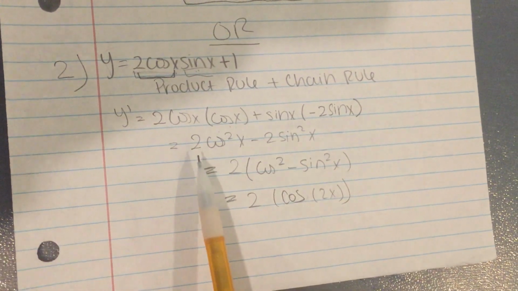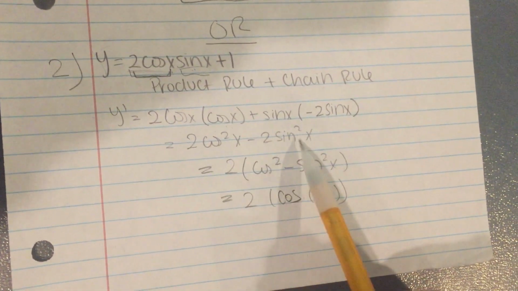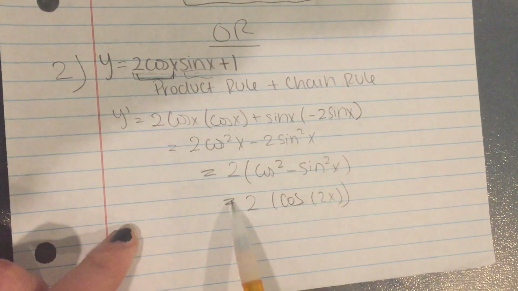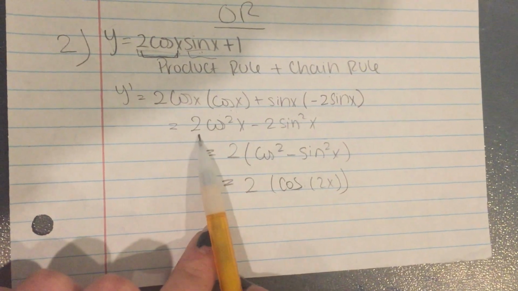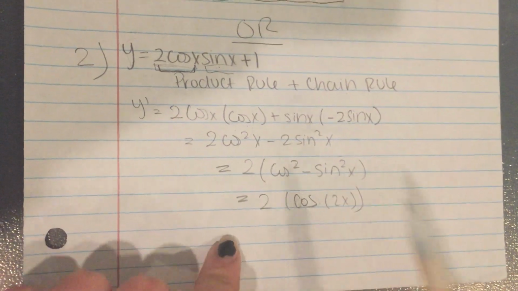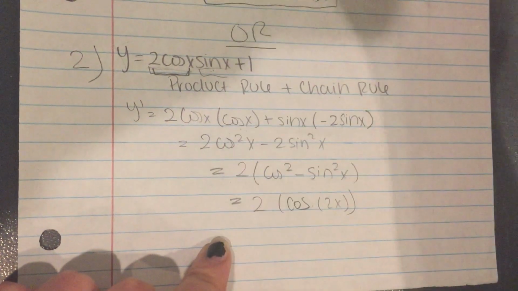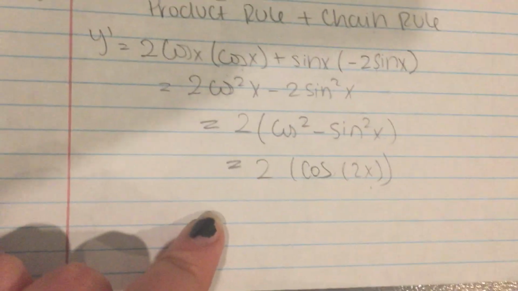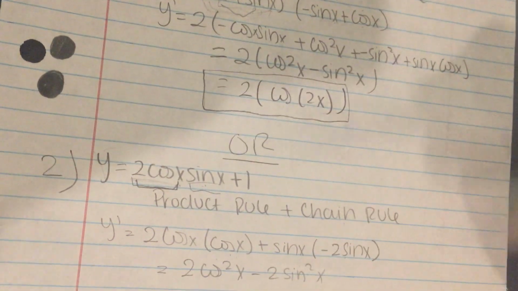Then you get 2 cosine squared x minus 2 sine squared x once you multiply them out. And you can factor out the 2, so you're left with 2 times (cosine squared x minus sine squared x). And as you remember, our property, cosine squared x minus sine squared x, is equal to cosine 2x. So as you can see, using the power rule and using the product rule and the chain rule, we get two different ways and the same answer.